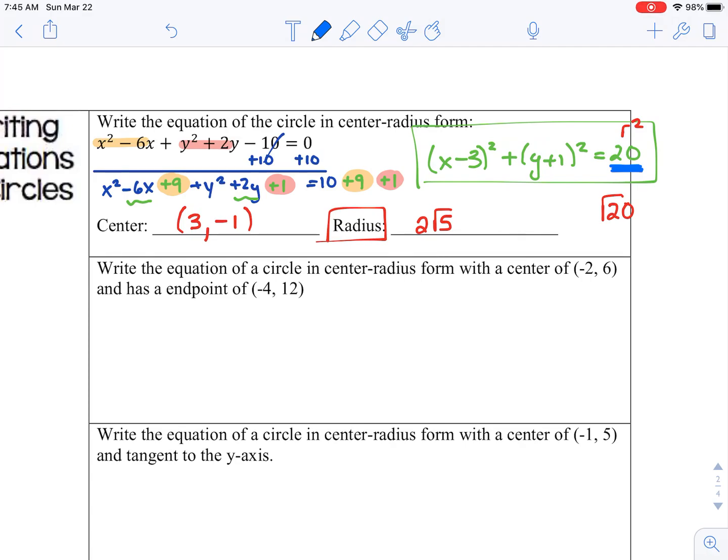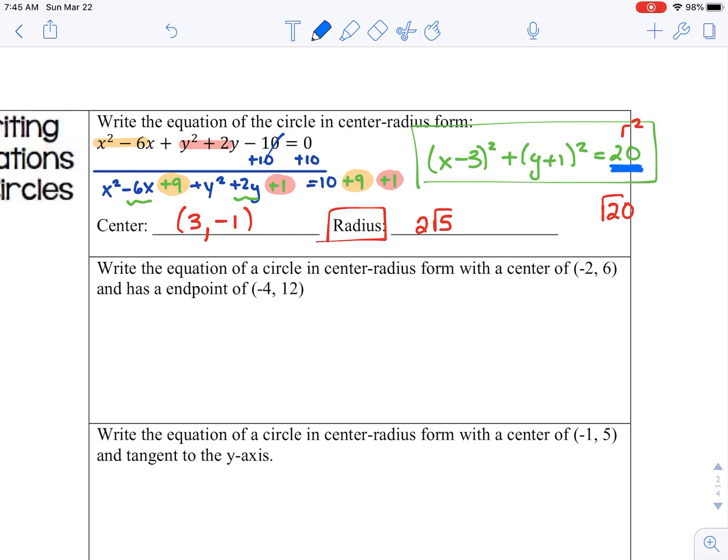But remember, you would plot your center and just go north, south, east, west, in each of those 4 directions with the length of your radius. This next one could potentially be on your quiz.